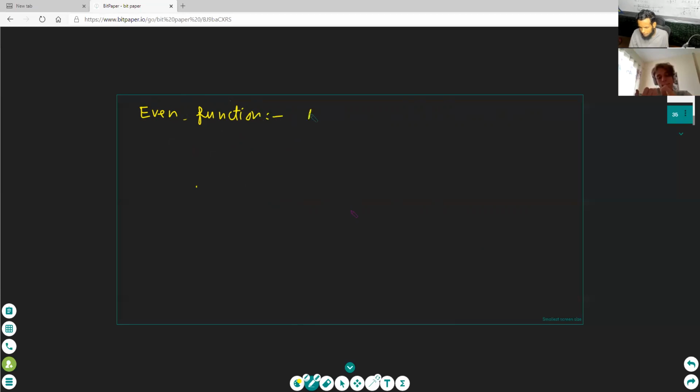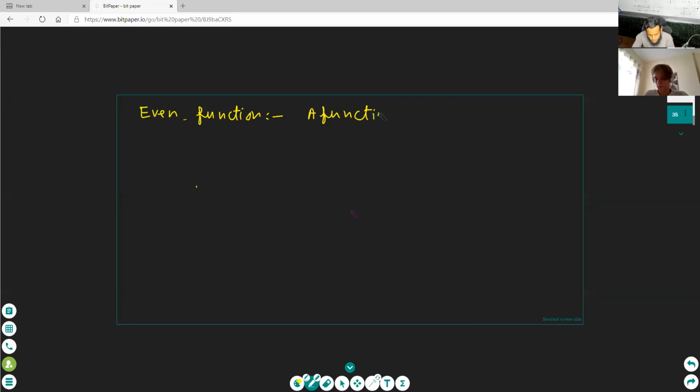An even function is a function whose values for positive x and for negative x are the same. We get the same y value for positive x and for negative x. If we put a positive x and if we put a negative x, then we get the same f of x again. There is no change.